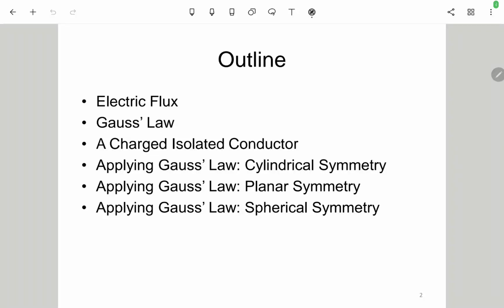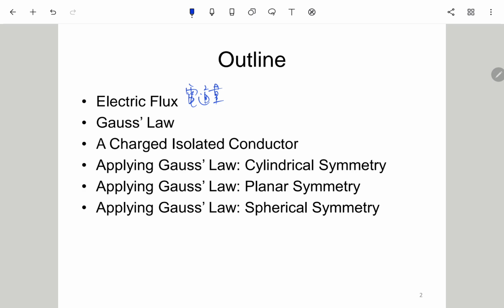Okay, so this is the outline for chapter 23. First we will introduce a variable called the electric flux. Electric flux, 中文叫做电通量. Okay, so it will relate to the surface integral, and that is what we need for the Gauss law.